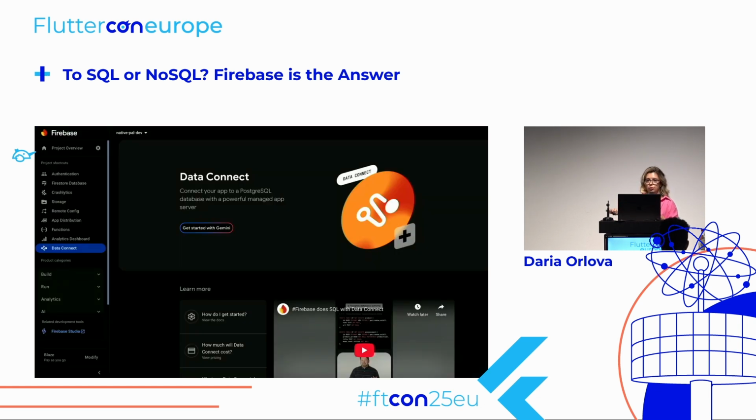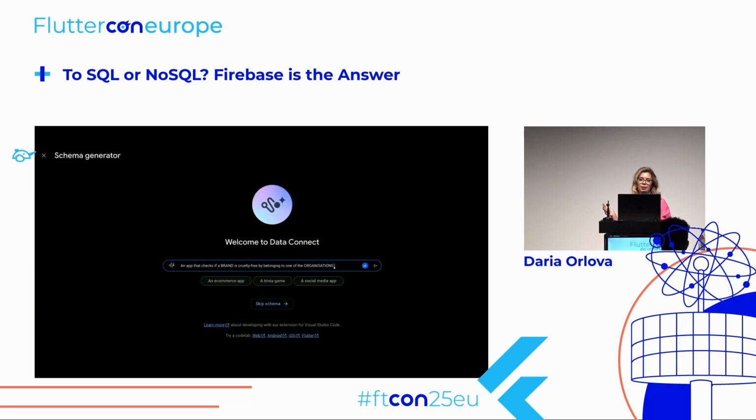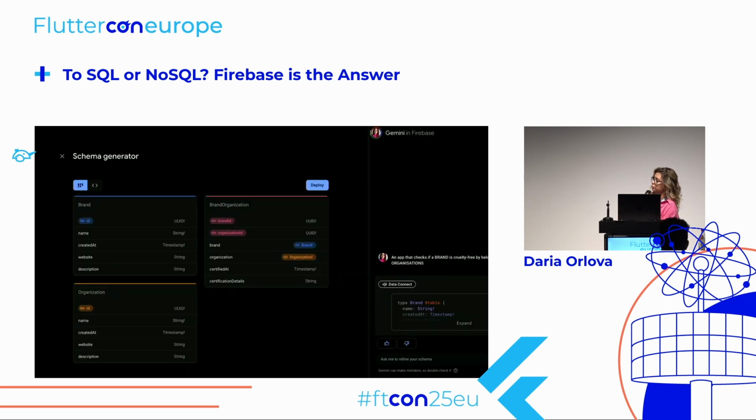In your Firebase console, you enable the DataConnect service. And because we're in 2025, everything has AI slapped on top of it. So the first step that we will need to do is to generate a schema, and you can do this with AI. This is what Firebase console prompts you to do. And we can describe in natural language what we want from our schema. For example, an app that checks if a brand is cruelty-free by belonging to one of the organizations. Let's see what it generates.